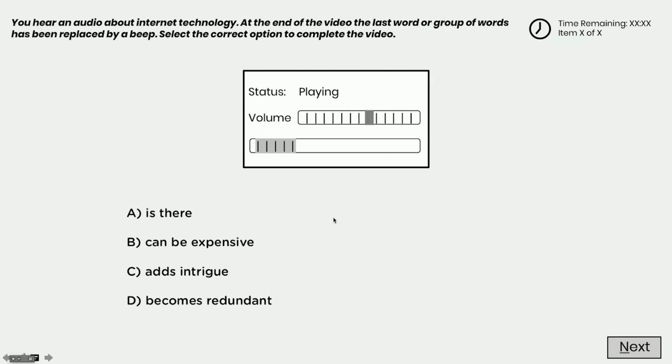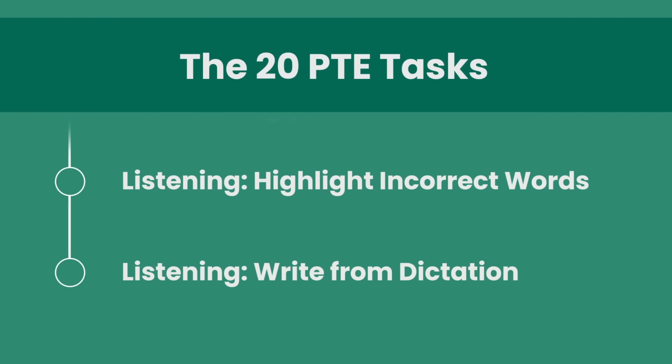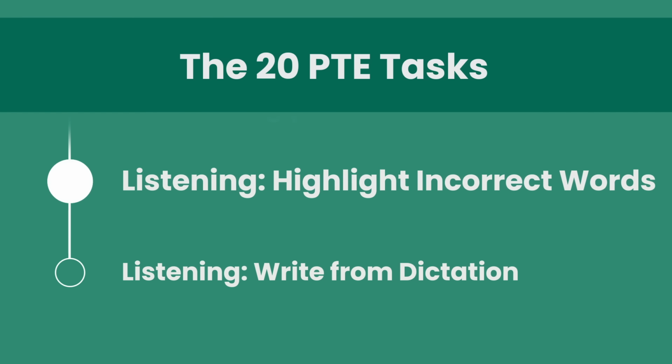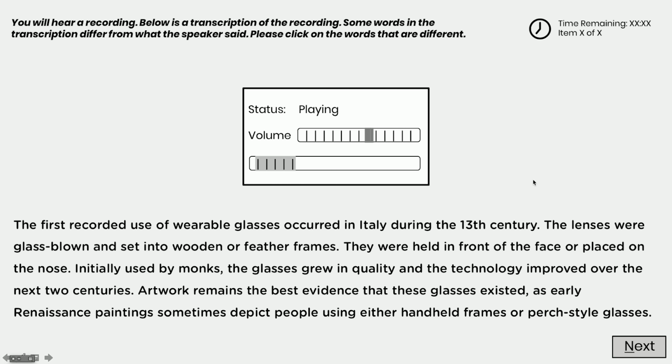Cool. Let's move on and do the next task. We're getting close to the end now. Let's do the next task of the listening section. Okay, this is the second last task of the listening section and the entire PTE. It's called highlight incorrect words. It's a bit of a strange task.